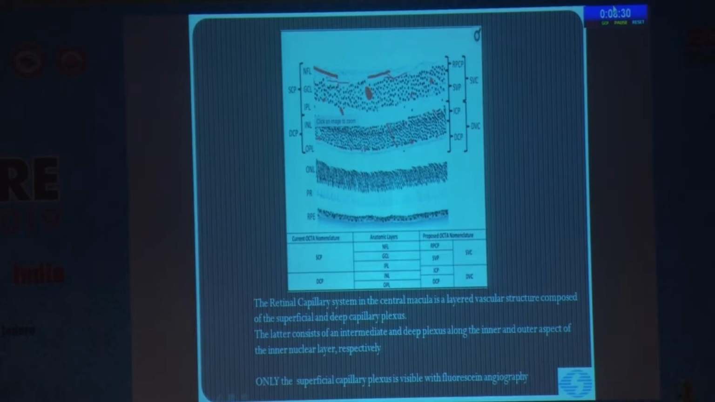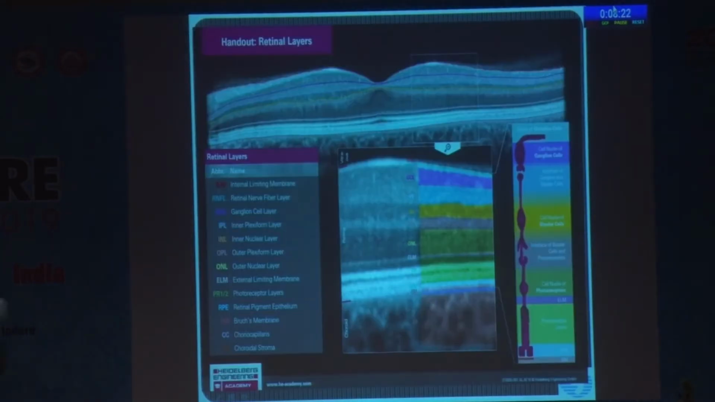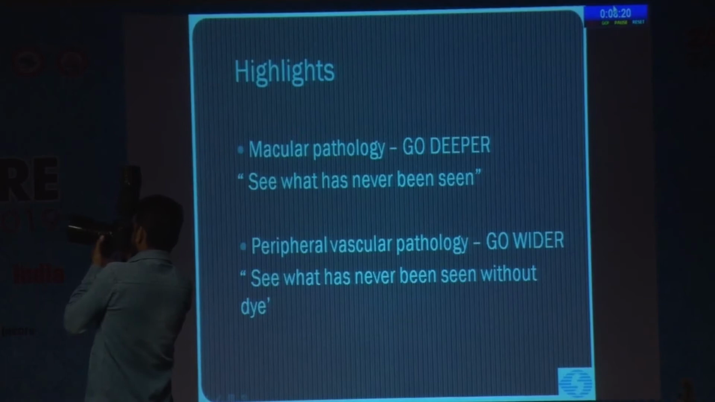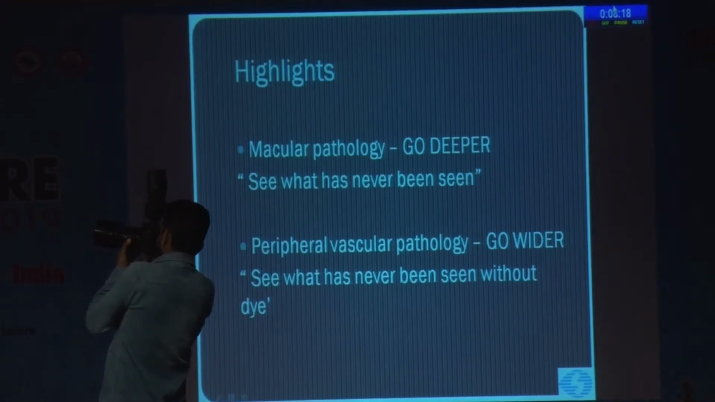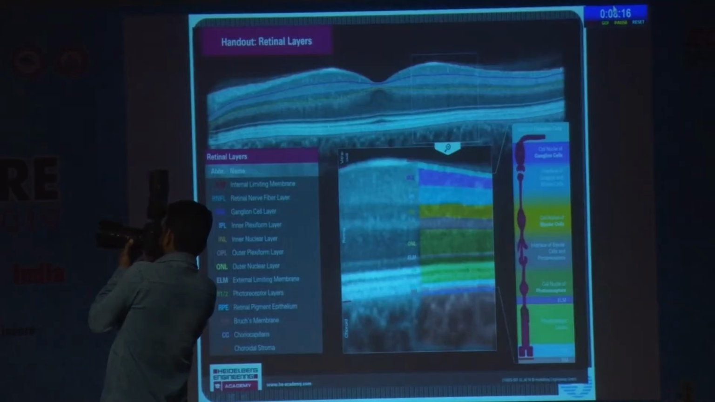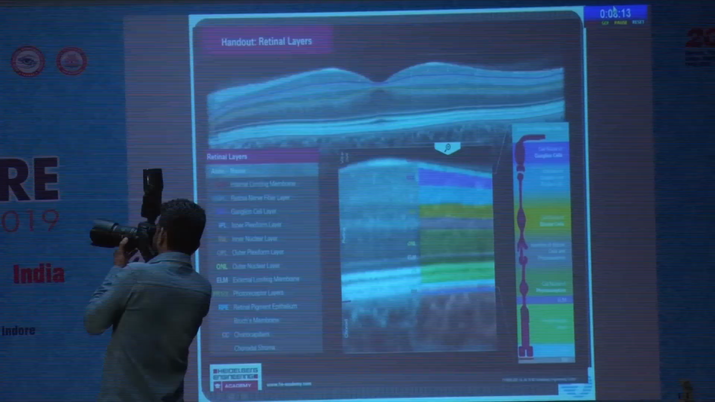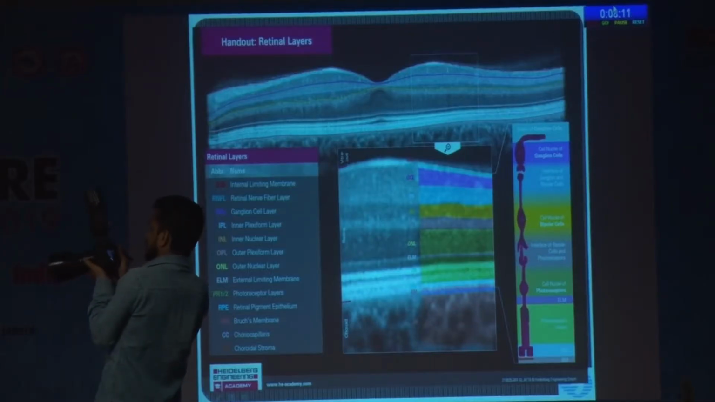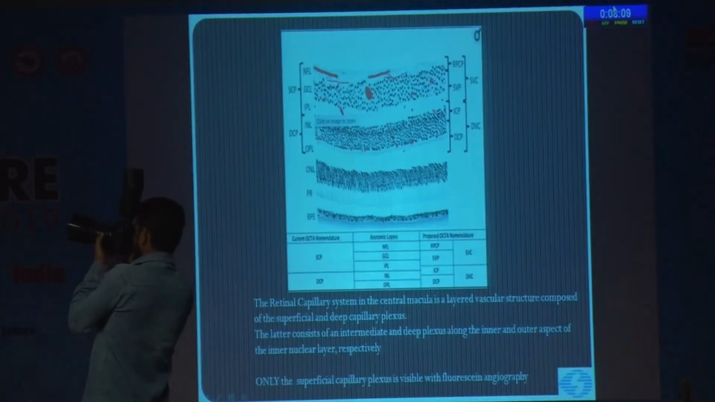So the intermediate and the deep layers, these are what are lying along the inner nuclear layer. When you go back to anatomy, you can see, which consists basically of the layers of the bipolar cells. So this is what we need to concentrate on when we see this.